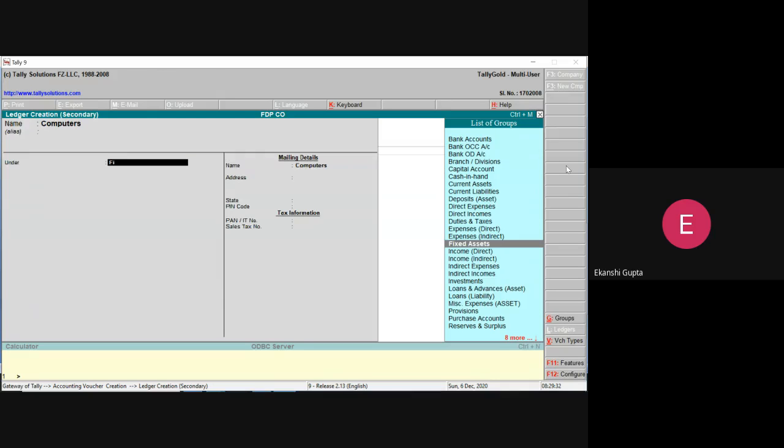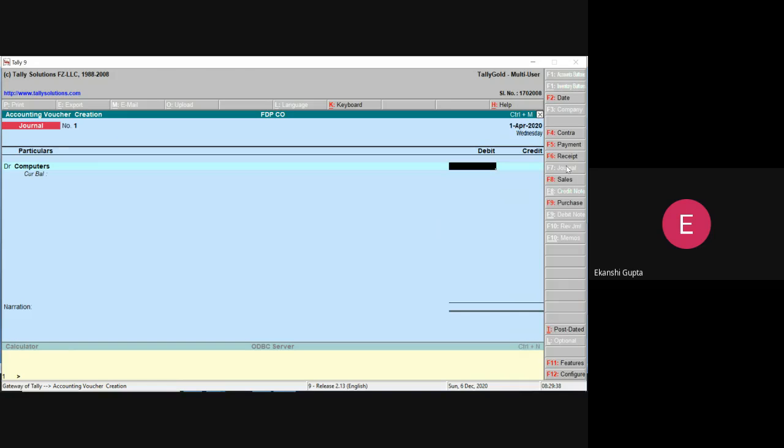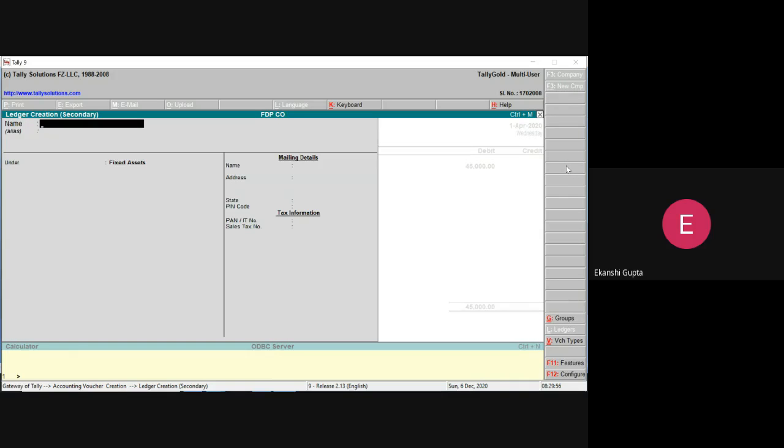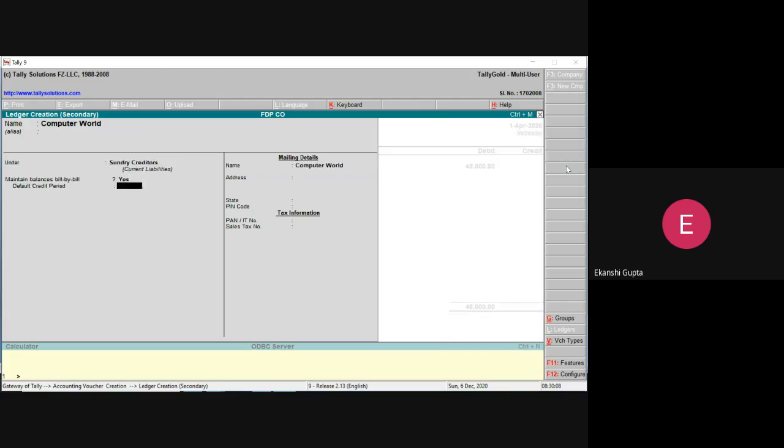Computer is my fixed asset, and I'll accept. The computers which I have bought are of 45,000. Now credit again. Computer World has not been created as a ledger, so I'll again press Alt plus C, go to my creation button, and write down Computer World, who will be my sundry creditor. And press yes.